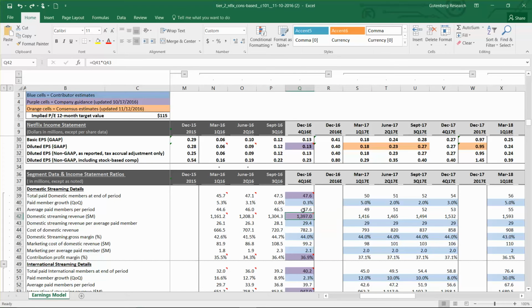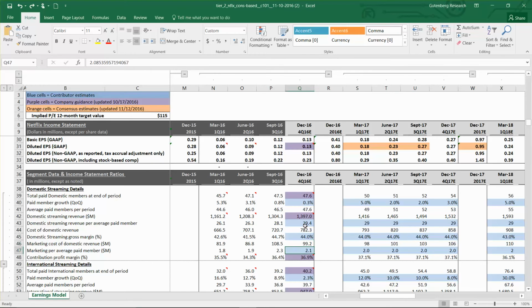So once we get a handle on the domestic revenue, you can also change the gross margin. You can see that we have set the fourth quarter gross margin to 44%, which is about 70 basis points lower than what we saw in September, above what we saw in June, above what we saw in March. And then we just kept it flat for 2017 at 44%.